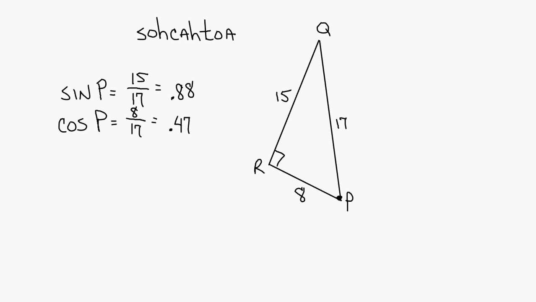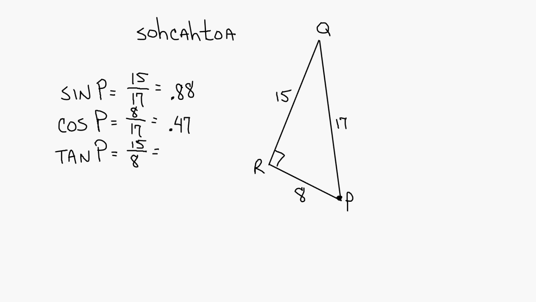And do tangent, tan of angle P. Tangent is equal to the side opposite divided by the side adjacent. So from angle P, the side that's opposite is 15. The side that's adjacent is 8. How do we know it's 8 and not like 17? Because 17 is the hypotenuse.